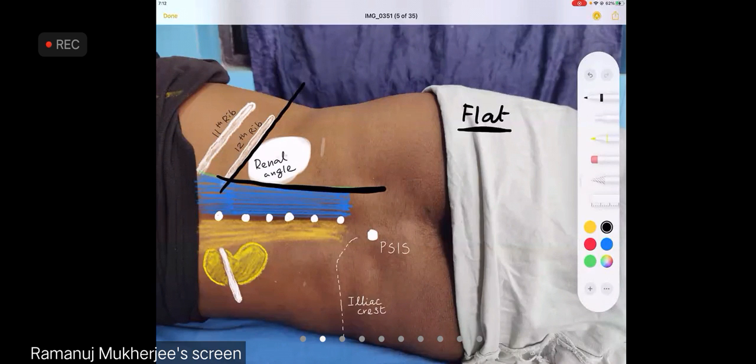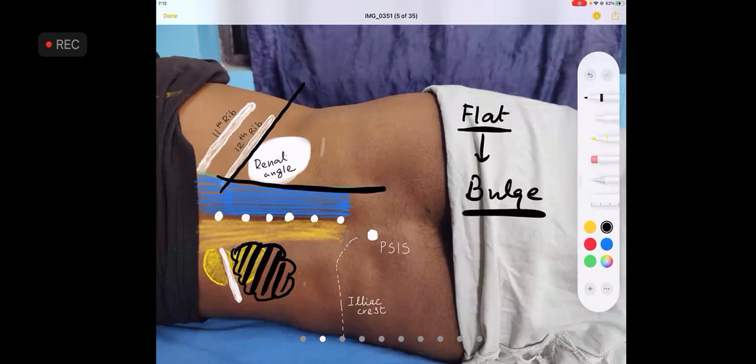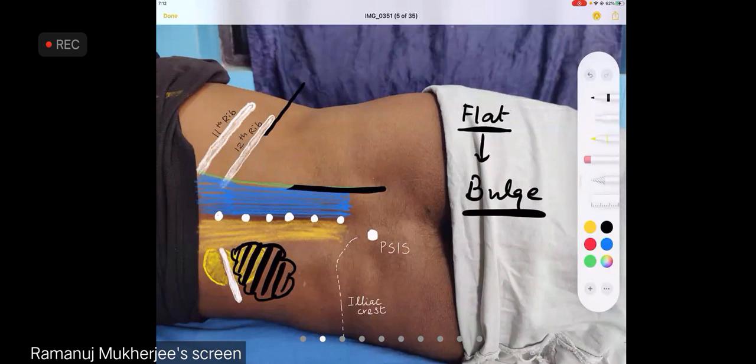There is nothing that is there, and it lays very flat with the rest of the surface. If there is a pathology that arises in the kidney and makes it prominent, say for example a tumor, this becomes bulged. So there is a bulge in the area. So this is the important thing to understand about something called as the renal angle, bulge, and what are the important points that you should know before we talk about palpating the kidney.